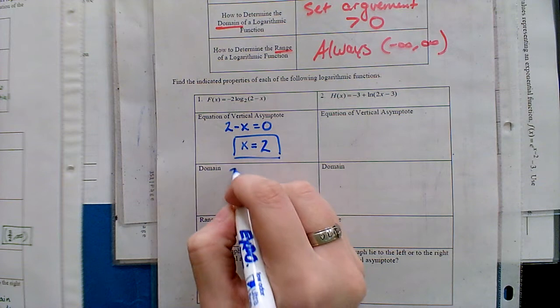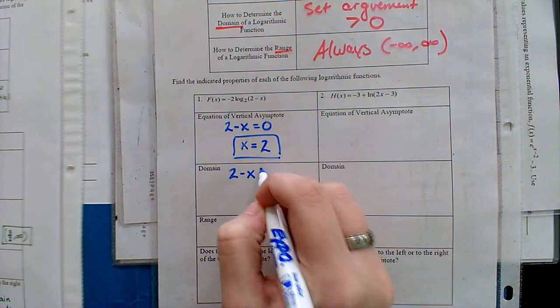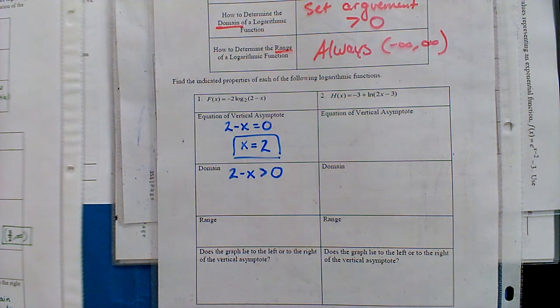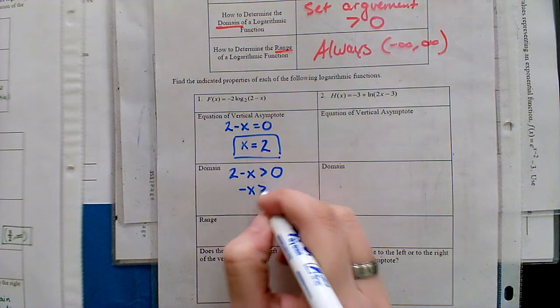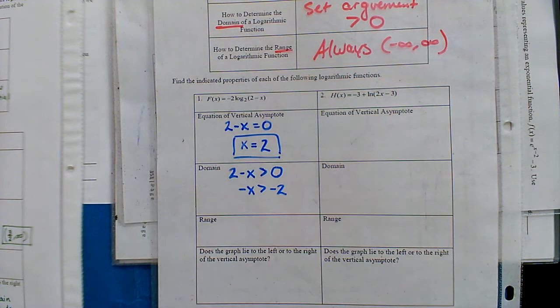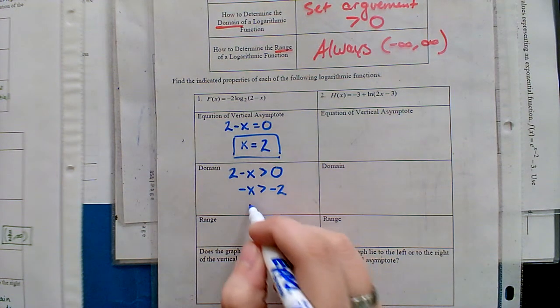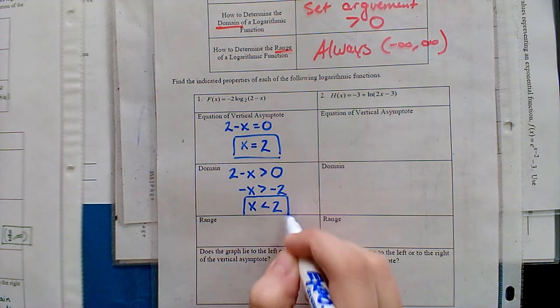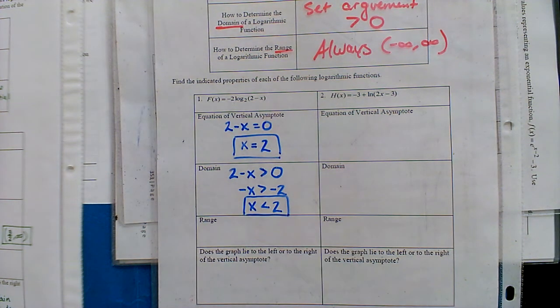Very similar idea, but instead of equaling it to 0, we need it to be greater than 0. Some positive number. The argument has to be positive. So if we subtract the 2 and then divide by the negative, be careful, that sign's going to switch. We got x is less than 2.